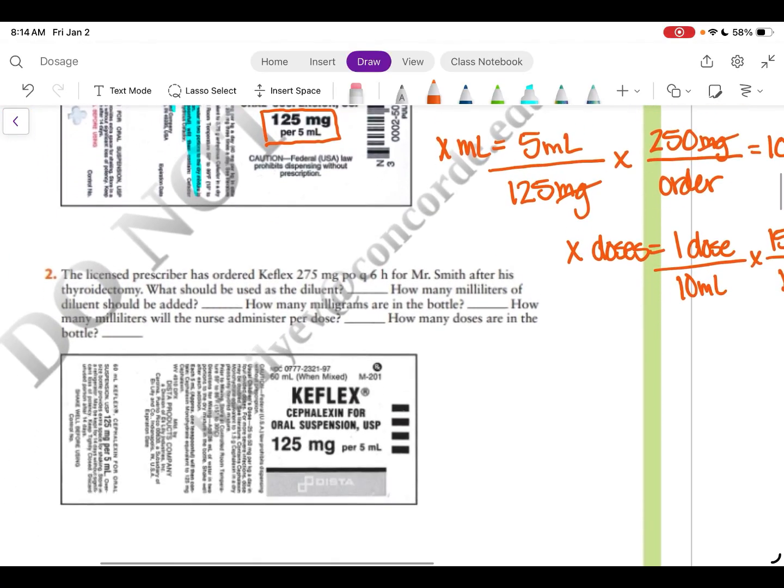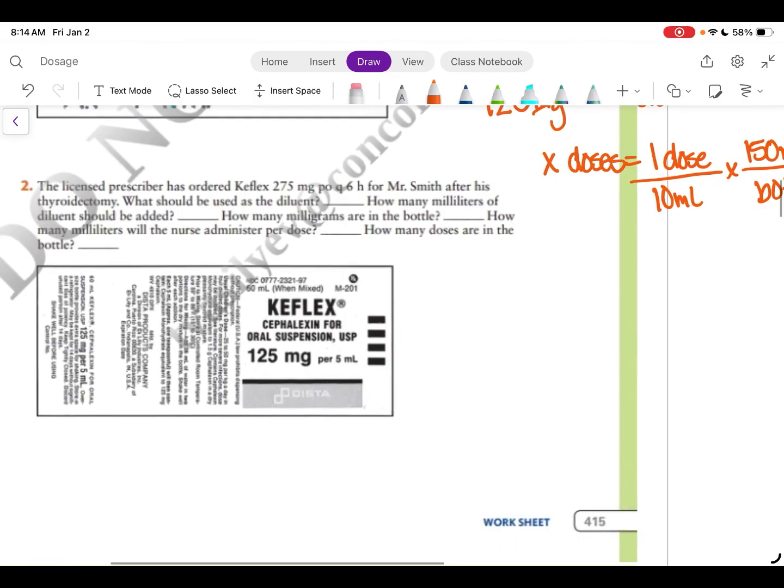We'll move on to number 2. We'll keep practicing this. So, licensed prescriber ordered Keflex 275 milligrams every 6 hours for Mr. Smith. What should be used as the diluent? So again, unfortunately, in my picture here, it's very blurry, but if you look in your book, you'll be able to read it. So right here, directions for mixing. Your diluent is water again, right? So I'm just gonna write water, right?